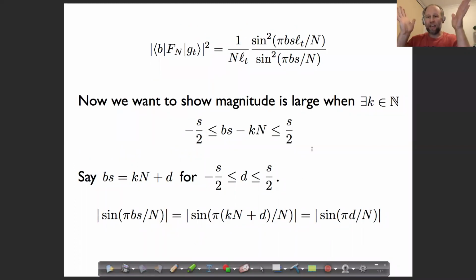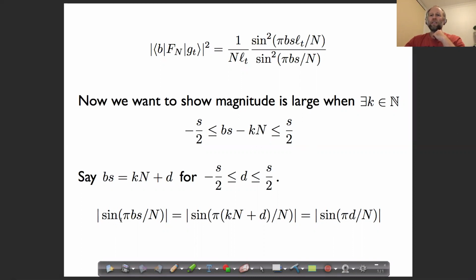Okay, good. So let's say that b times s is close to k times n. So let's say that b times s is equal to k times n plus d, where d is between negative s over 2 and s over 2. Both the numerator and denominator have a term of b. So let's just look at the denominator, I guess.